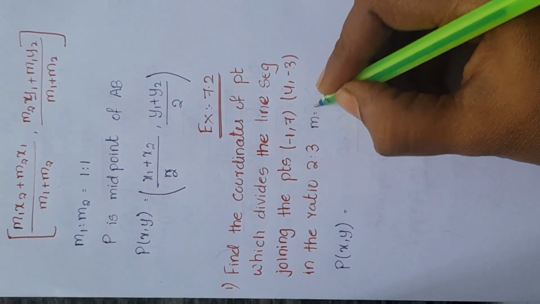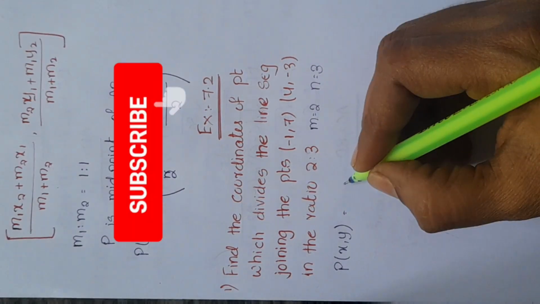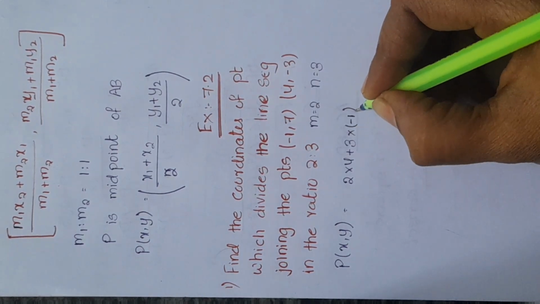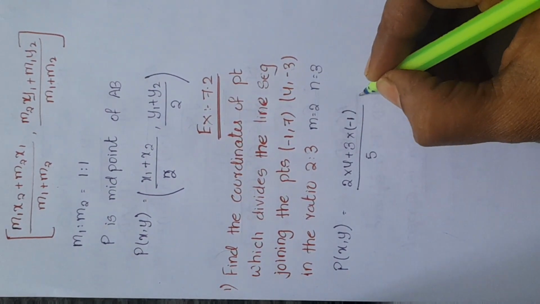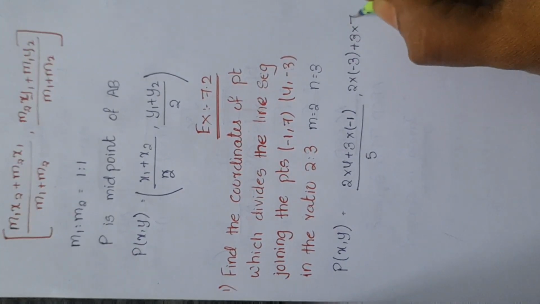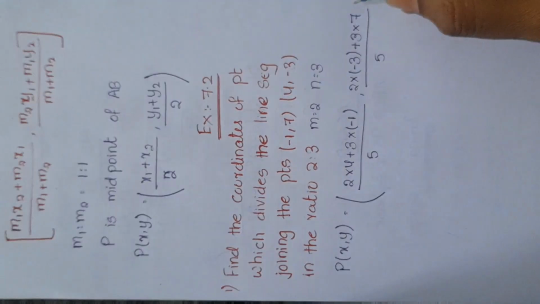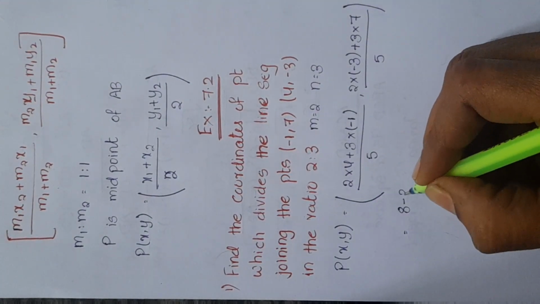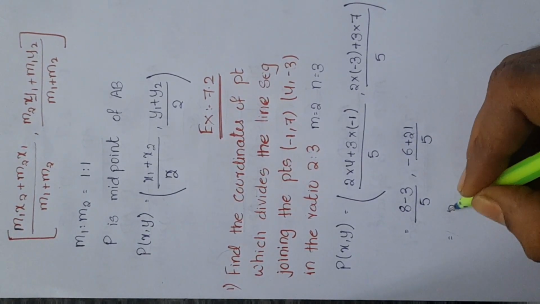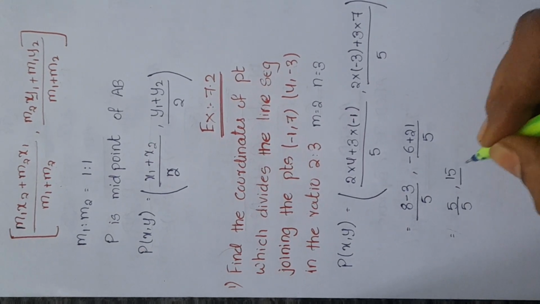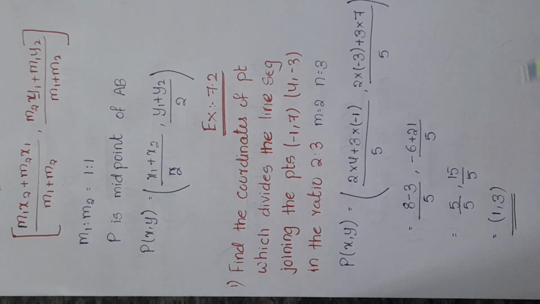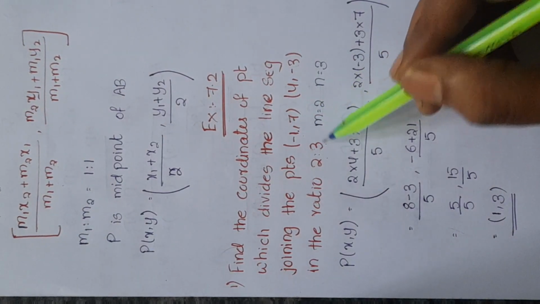Substituting the values, here m is 2 and n is 3. 2 into 4 plus 3 into -1 by m1 plus m2, which is 5. Now the y coordinate, 2 into -3 plus 3 into 7 by 2 plus 3, which is 5. We get this as (8 minus 3) by 5 and (-6 plus 21) by 5. That is 5 by 5 and 15 by 5. So the answer is (1, 3). This is the point which divides the line segment in the ratio of 2:3.